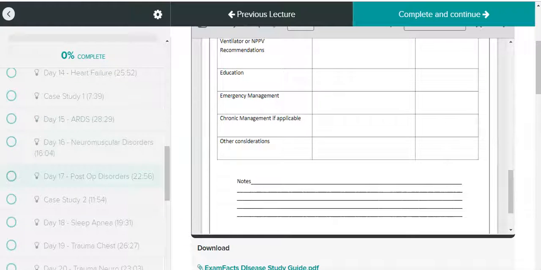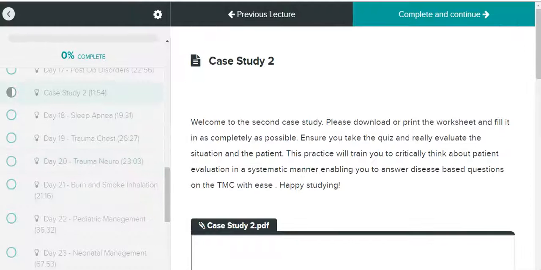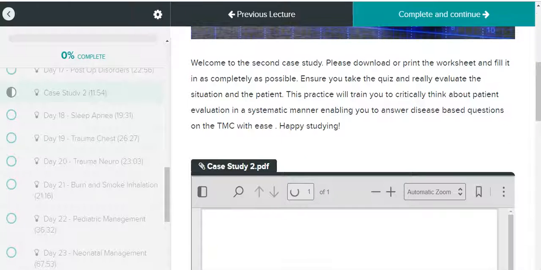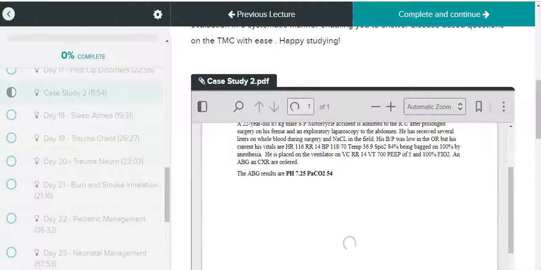ARDS is actually only 28 minutes, and then we have the longer ones as necessary, the ones like post-op disorders that will have more than one disease or disorder in it. That includes pneumonia, post-op atelectasis, the whole nine yards. So, and then in addition to all of those days, we have these case studies.